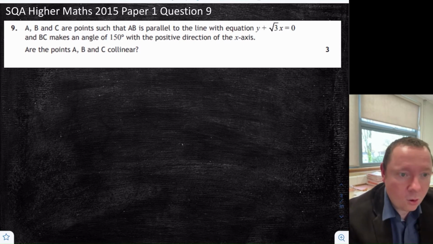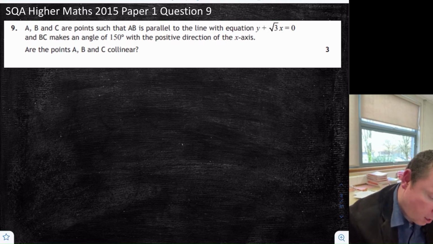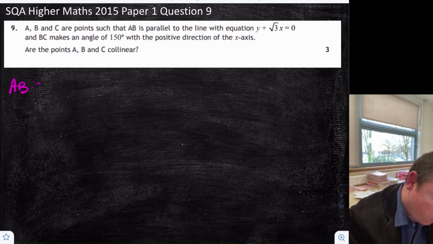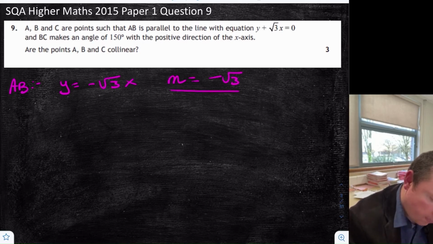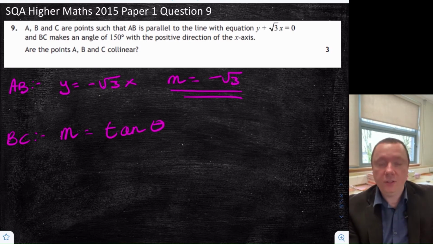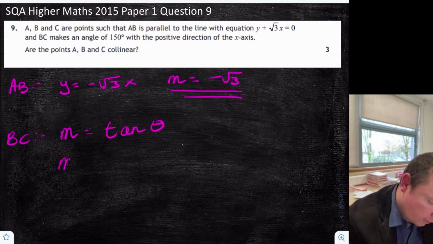So let's just work on this. The first part is to work out the gradient of AB. So for A to B, we have got y equals minus root 3x. So the gradient of that section is just minus root 3. For B to C, well, gradient equals tan theta because we've got the angle 150 degrees. So our gradient is equal to the tan of 150.